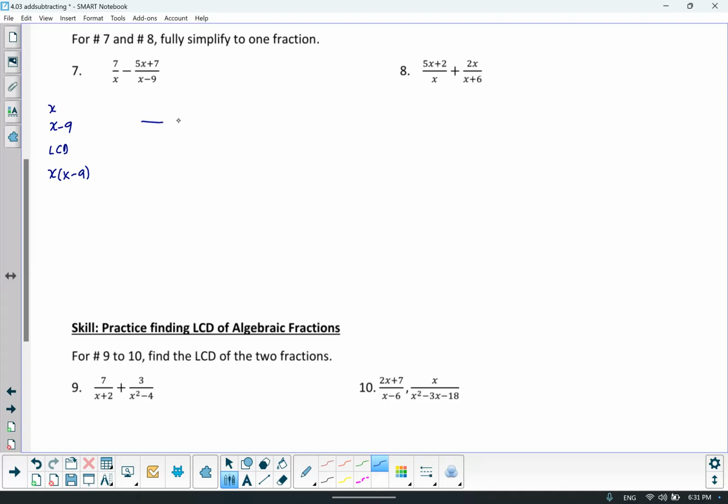So we want to create equivalent fractions to the ones shown in the original problem. In other words, they have the same value, but they're going to look different. They're going to have the LCM as the denominator. So let's rewrite it. What do I need to do to the first fraction in order to get a denominator of x times x minus 9? I can multiply the numerator and denominator by the missing factor.